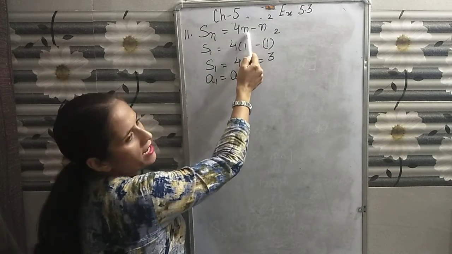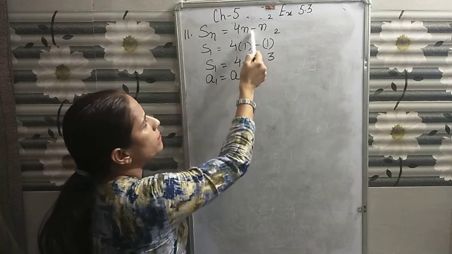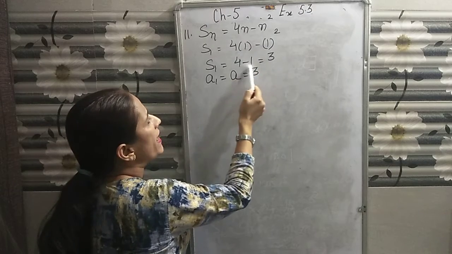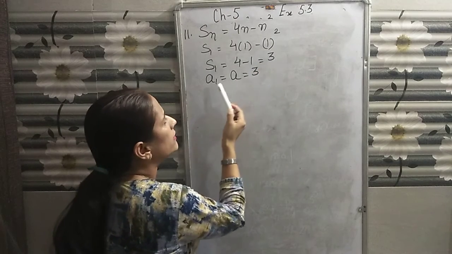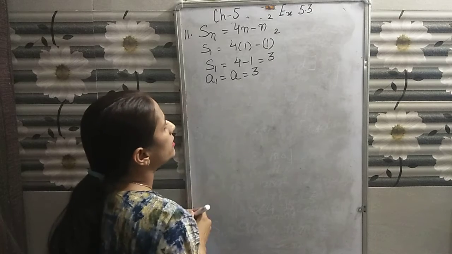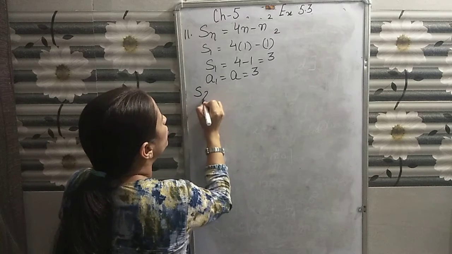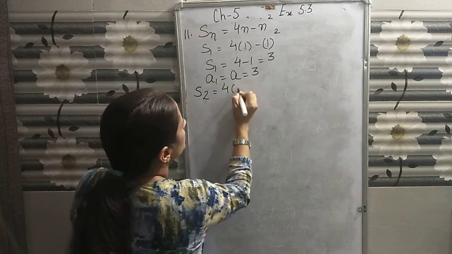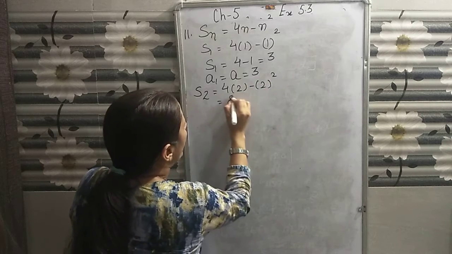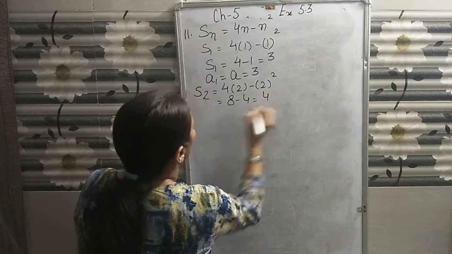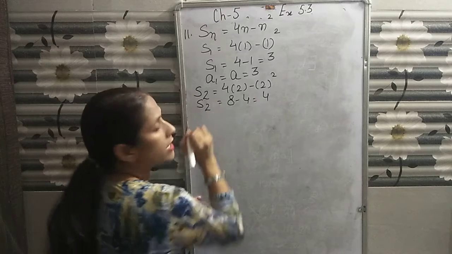So in place of n I am putting 1. 4 into 1 minus 1 square. So 4 minus 1 is 3. Now if the sum of one term is 3, that is the first term is 3. Then you have to find the sum of two terms. For two terms, in place of n, I am putting 2. That is 8 minus 4, 4. So the sum of two terms is 4.